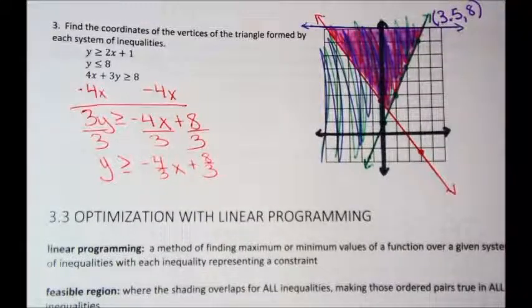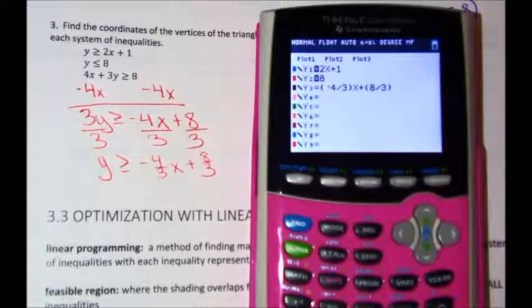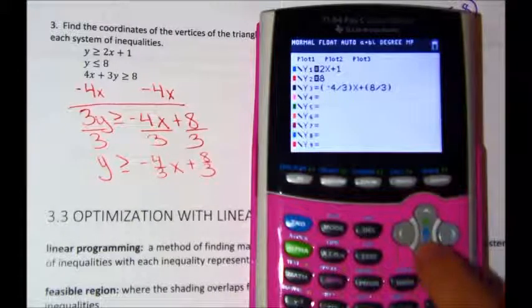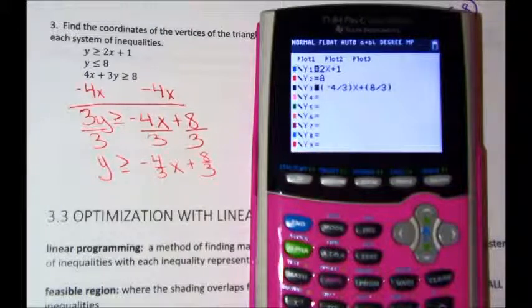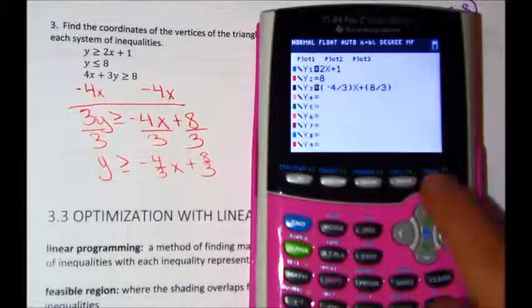Then go back to y equals. Select another pairing to graph. This time I want to graph the first equation and the last equation, so I'm going to unhighlight the equal sign for the second equation.